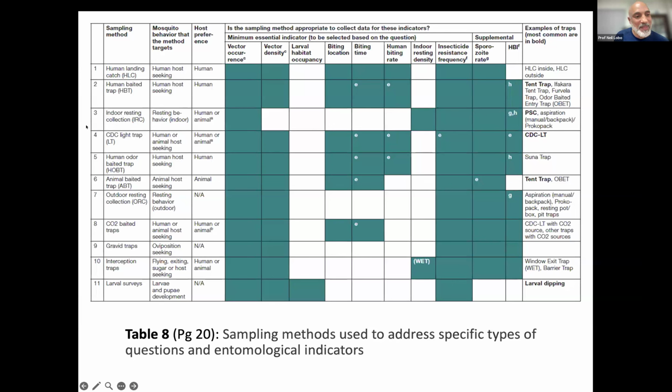I need to read sometimes. So again, we have all the trapping and sampling methods listed on the left. We might be missing some, but this is more or less comprehensive.